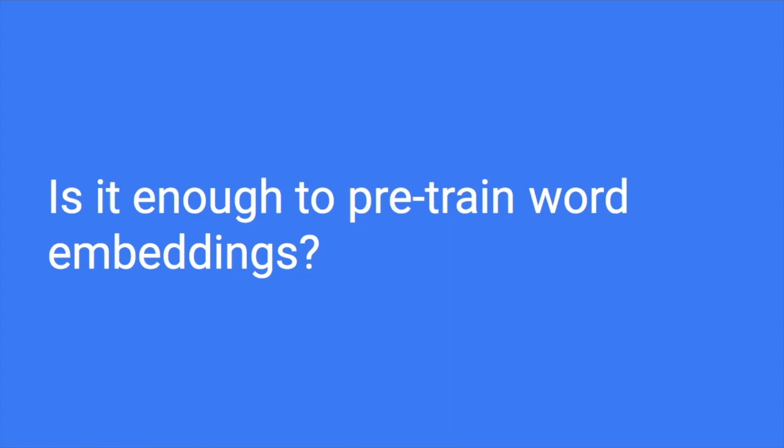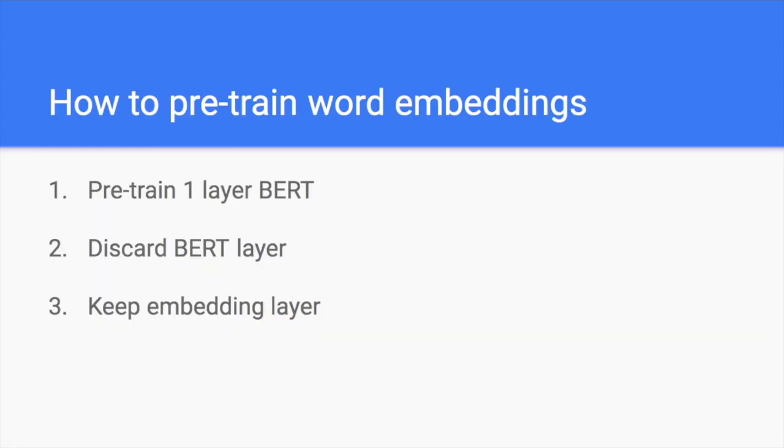Also, the first question they want to answer is: is it enough to pre-train word embeddings? So what this means is you use a certain way to pre-train the word embedding layer in the transformer architecture, and use that to initialize your student's word embedding layer. And to answer that question, we need to know how they do that. It's quite interesting. How they do that is very straightforward.